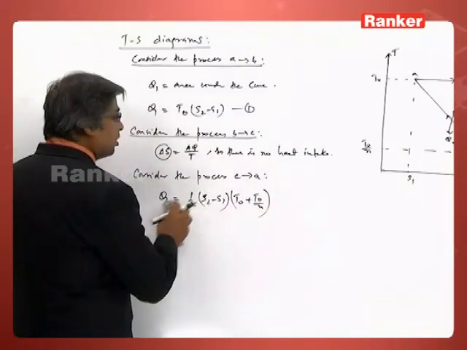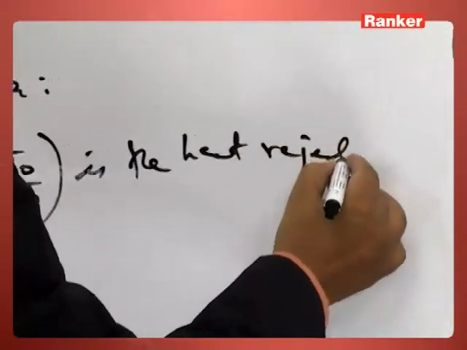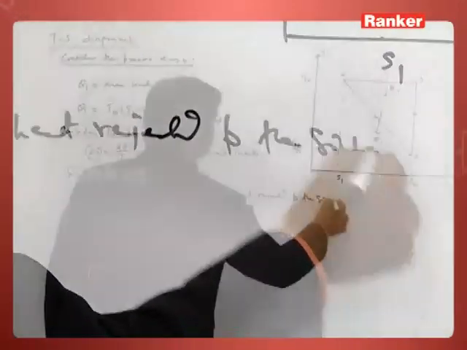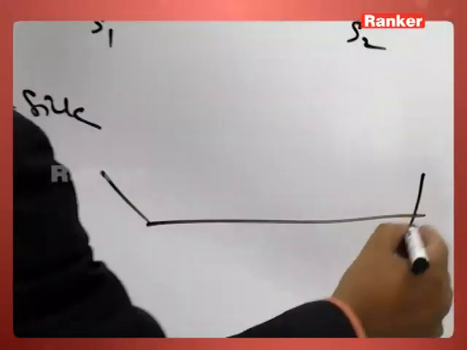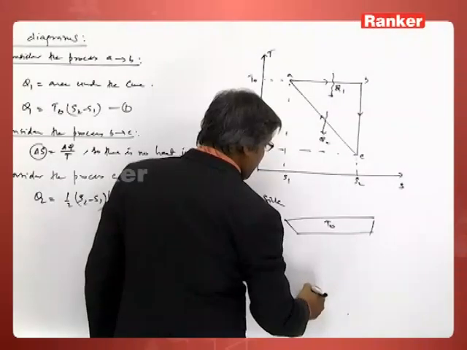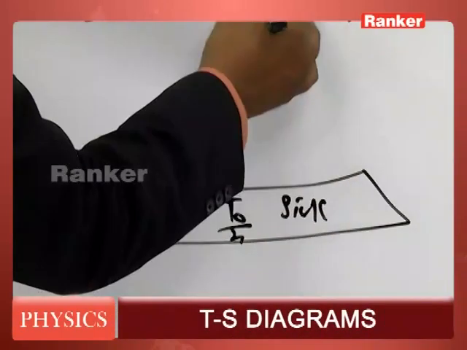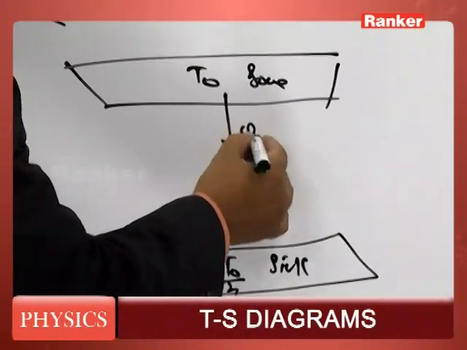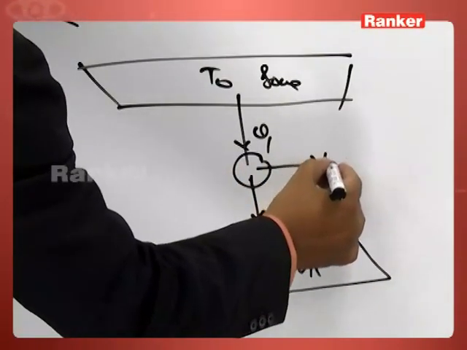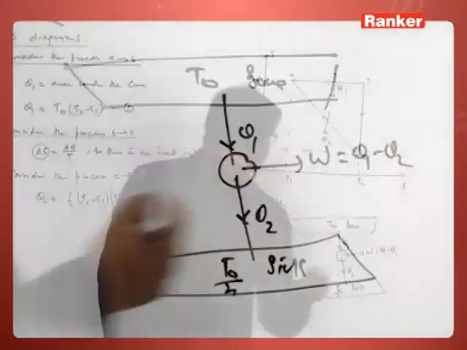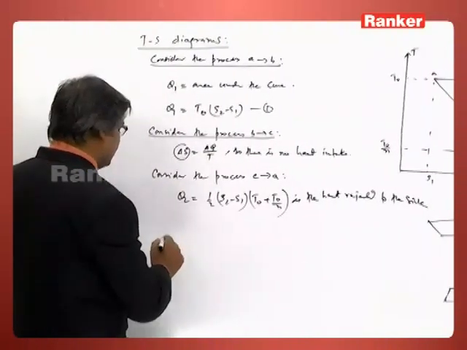This is the heat rejected to the sink, because this is the lower temperature and that is the higher temperature. If I denote this as an engine, then you can see T naught here and T naught by N there, this is the sink and this is the source. So it takes Q1 amount of heat, gives Q2 amount of heat and does some work equal to Q1 minus Q2. So now we wish to calculate the efficiency of this engine.